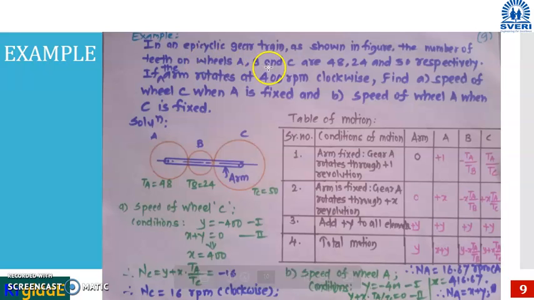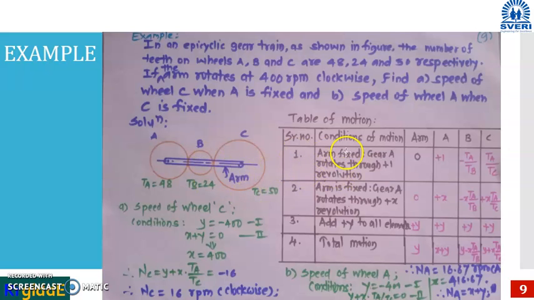In an epicyclic gear train, as shown in the figure, the number of teeth of wheels A, B and C are 48, 28 and 50 respectively. If the arm rotates at 400 rpm clockwise, find speed of wheel C when A is fixed, and speed of wheel A when C is fixed. So with respect to this example, now we need to formulate the table of motion: serial number, conditions of the motion, arm, A, B and C.